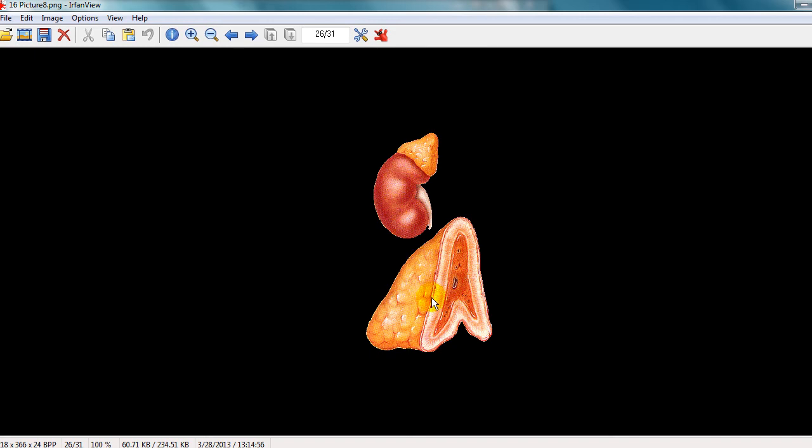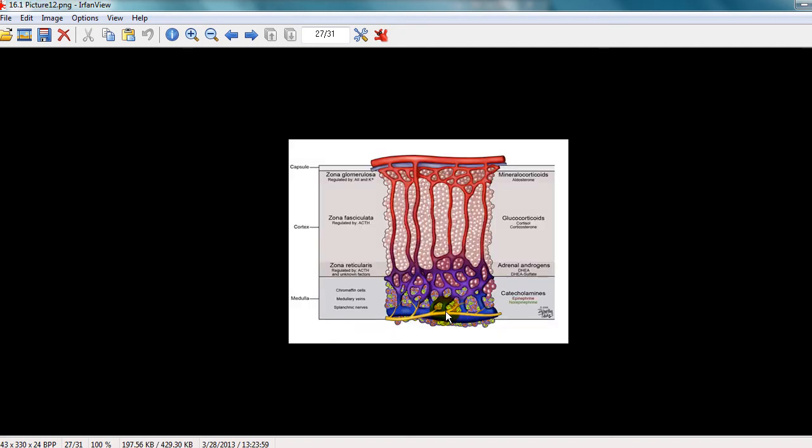The layers just beneath that capsule would be the 3 that we just mentioned. The zona glomerulosa is the outer layer, then the zona fasciculata, reticularis, all cortical regions, and then the innermost layer is the medulla, which releases catecholamines under neural regulation.